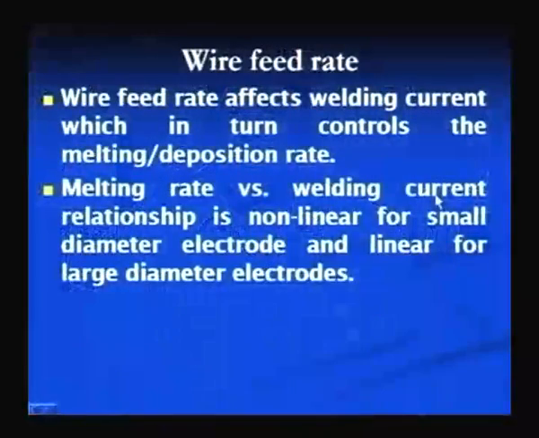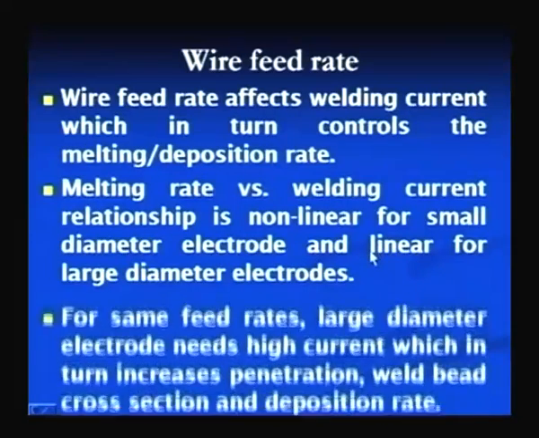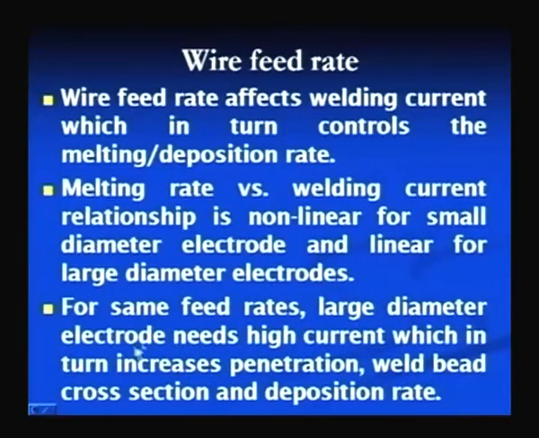Here melting rate versus the welding current relationship is non-linear for small electrode diameters, and it is linear for large electrode diameters, because the excessive electrical resistance heating takes place in case of the small diameter electrodes, and that leads to the significant rise in the melting rate with the increase in welding current, and that is why the relationship between the melting rate and the welding current becomes non-linear for the small diameter electrode compared to the large diameter electrode. For the same feed rate, large diameter electrodes need high current, which in turn increases the penetration, weld bead cross section and deposition rate.